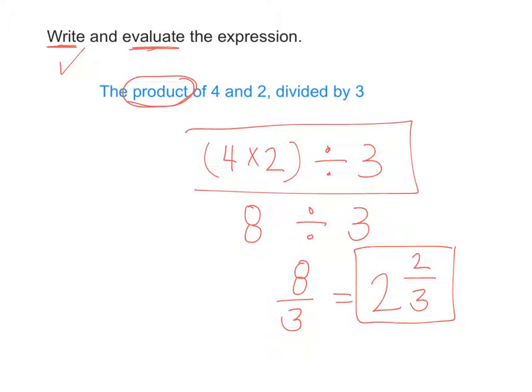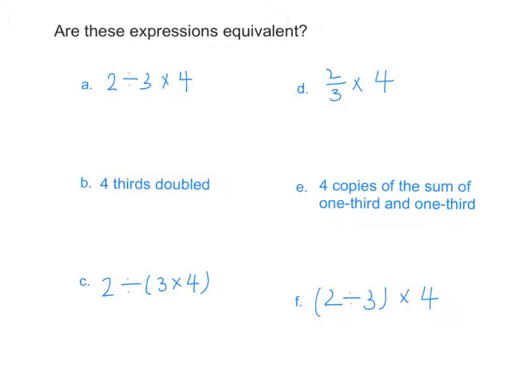But this is also part of the answer because it's asking us to write and evaluate the expression. Okay, so we're trying to figure out if these expressions are equivalent. Okay, so the first one is 2 divided by 3 times 4. Let's write that in a different form. What do I have to do first? 2 divided by 3 or 3 times 4 first?